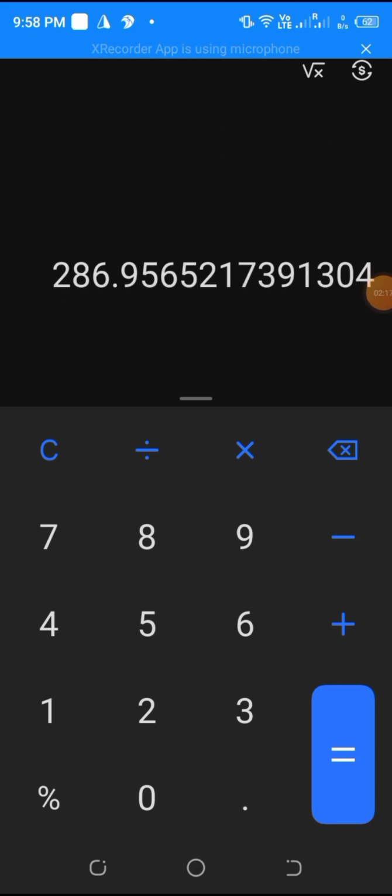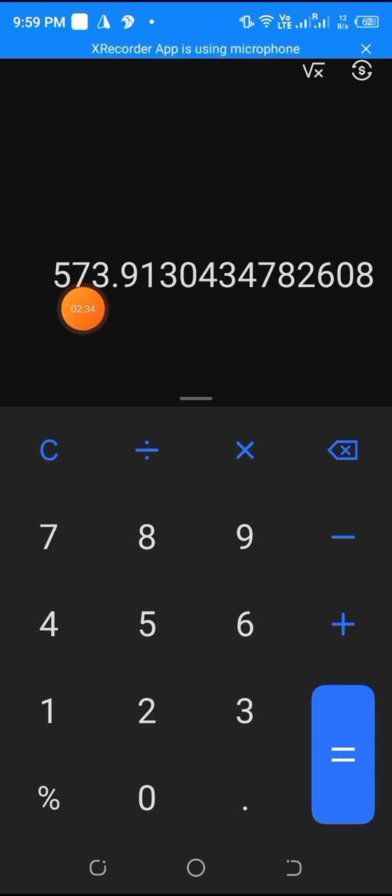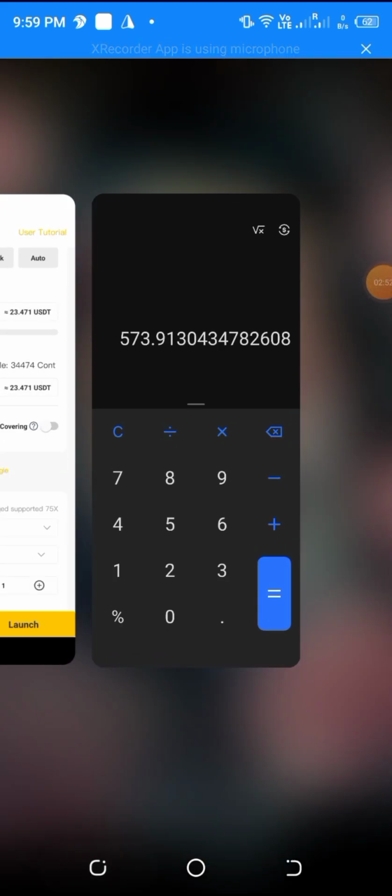So this is 286, because it means I'm using $1. That is the meaning. But if I want to use $2, I multiply this result by 2. So I'm going to use 573, to the nearest whole number. I just add one because .9 is more than .5, so I add 1 to it. That 573 becomes 574 to the nearest whole number.